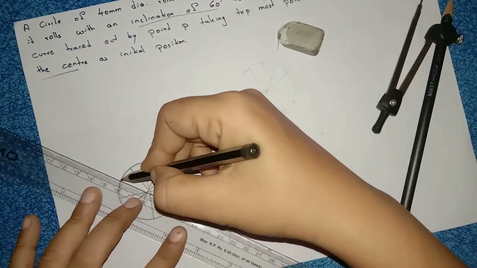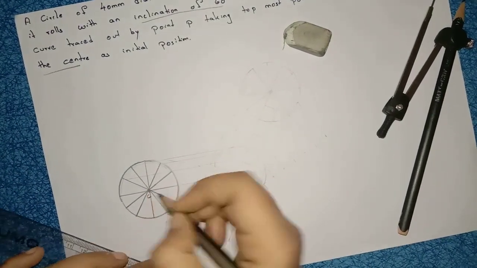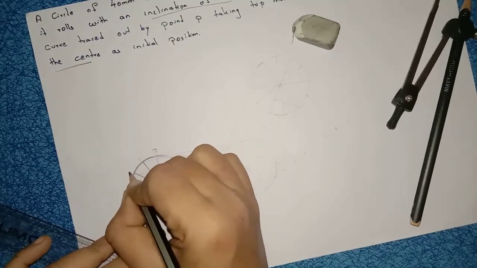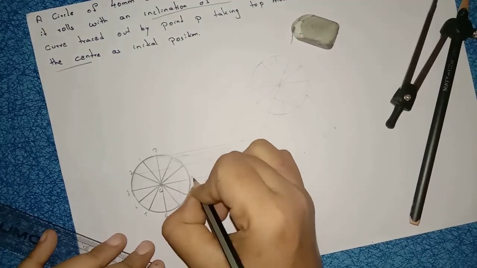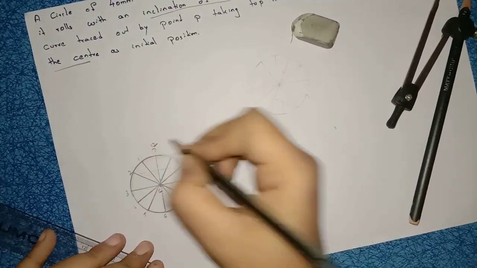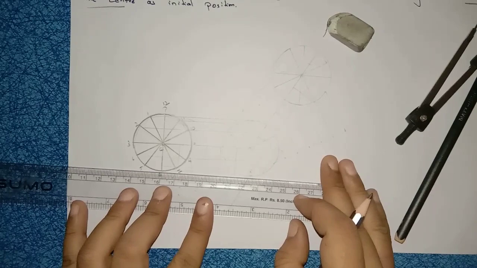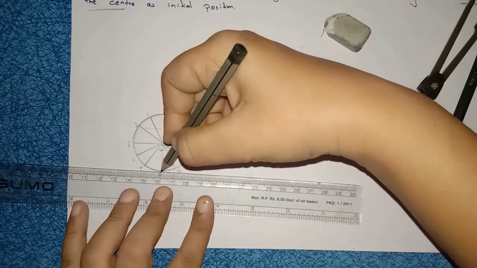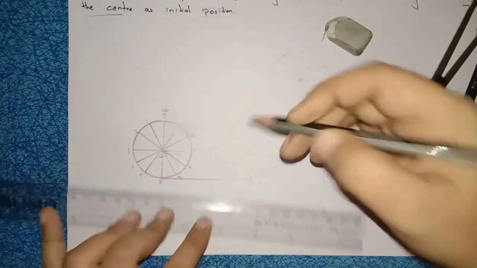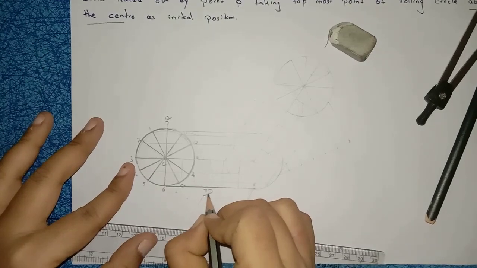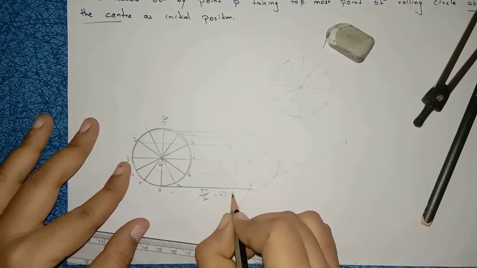Right? After that, we have to take the P point above the center of the circle. So this is the center of the circle. See, I have to take here 1, 2, 3, 4, 5, 6, 7, 8, 9, 10, 11, and the P point is the 12th point. Right? After that, from 6, from the center of the circle, I should draw a straight line equal to half of the circumference of the circle. So it should be equal to pi d by 2, 22 by 7 into 40 by 2. You will get here 62.8.